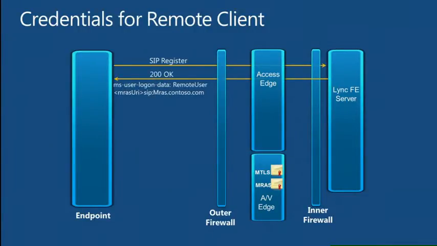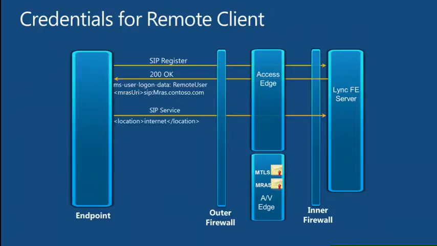And there's coming back a 200 OK, what we call in-band provisioning. The in-band provisioning will tell me all kinds of settings for my client. So I will learn what meeting policy I have. I will learn what the normalization rules are, if I want to do a voice call, if I dial a phone number, and so on. Part of it is also the so-called MRAS URI, the Media Relay Authentication Service, that tells me, well, for me as a user, there is an AV Edge server configured, and that's how it is identified within Lync.